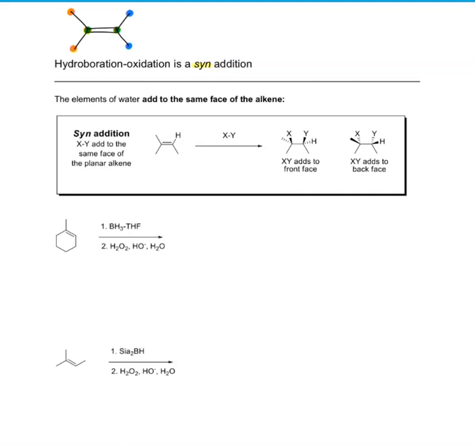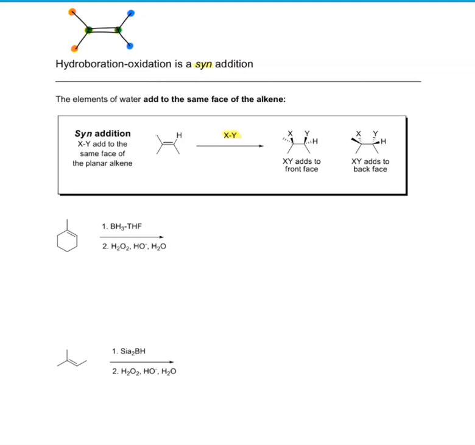So a syn addition. If you're adding the elements of some compound, let's say XY, we'll just keep it general, across an alkene, if this is a syn addition, what that means is that X and Y are attaching to the same face of the alkene. So in the product, they're either both going to be coming forward initially, or they're both going to be coming back. If they both attach to the front face, then they're both coming forward when we draw the product. If they both attach to the back face, then they're both going back as dashes when we draw the product.